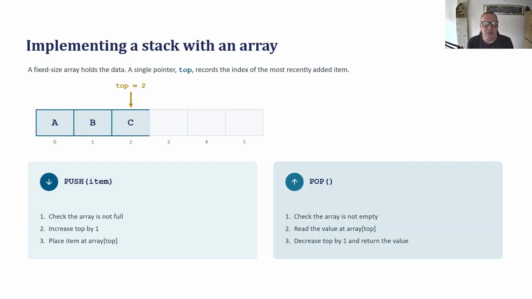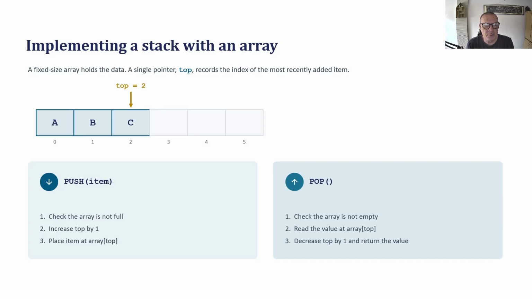So, as we said, stacks can be implemented with arrays, and an array is a fixed size data structure. So we can put data in, but we would need a pointer to indicate where the top is. So in this case, we have a 0 indexed array, and 0, 1, and 2 are occupied, they have data in them, and we consider that the top is at position 2, index value of 2.